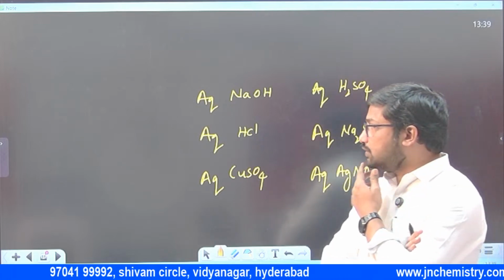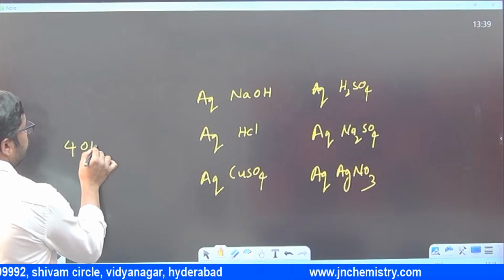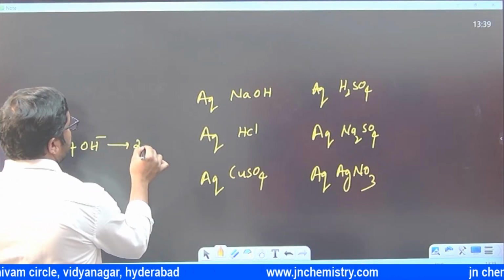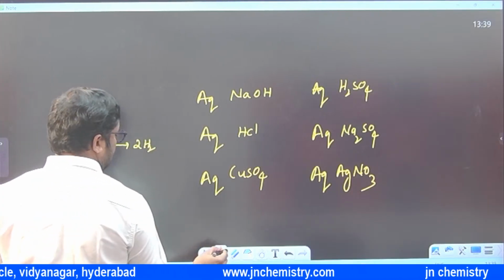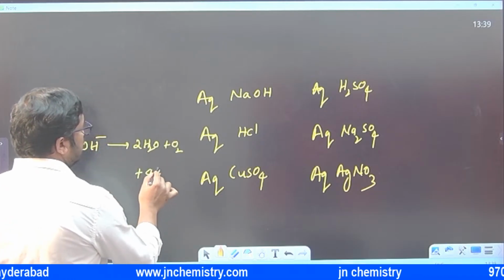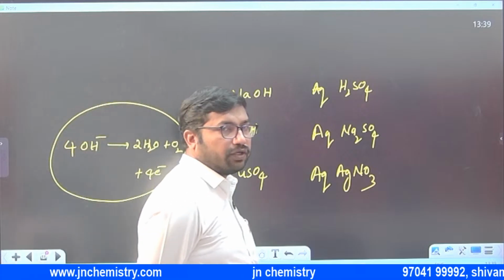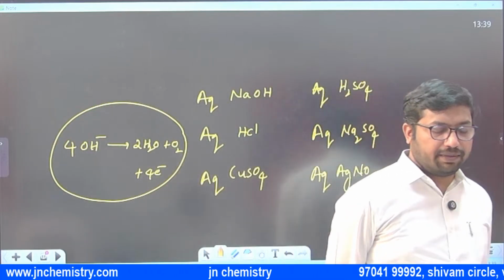In 4OH minus, what exactly happens? OH minus undergoes oxidation, and 4OH minus gives rise to 2H2O plus O2 plus 4 electrons. Write it down. This is the oxidized product for OH minus. When OH minus is present, we need to use that.